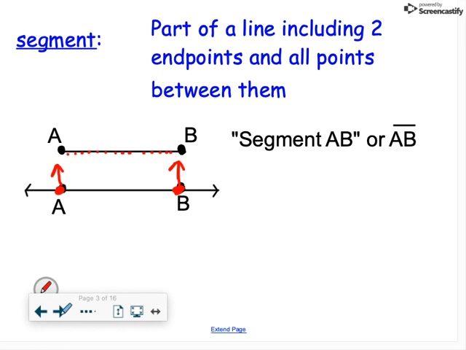And so how we say that, we would say it's segment AB, or we can write it like this. This is the notation we're always going to follow. All right, we do AB, and then we put a little segment right on top of it. So first term, segment.